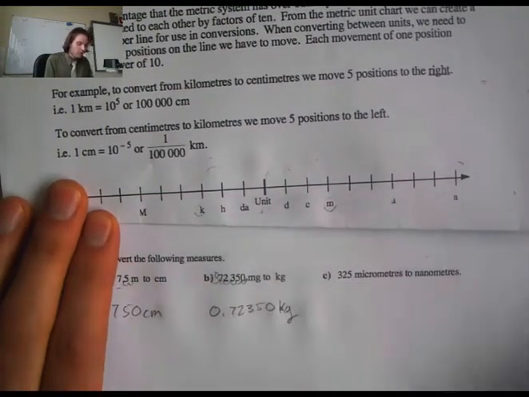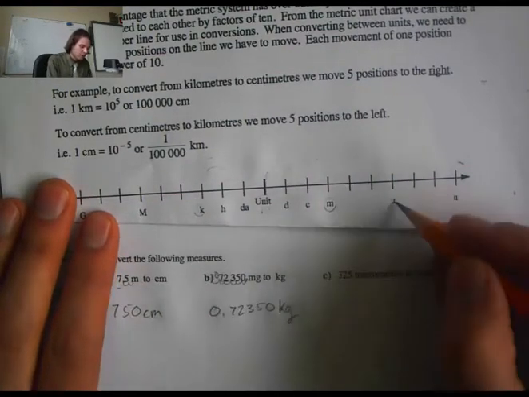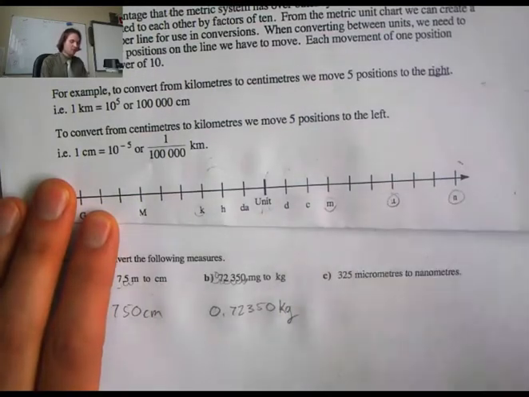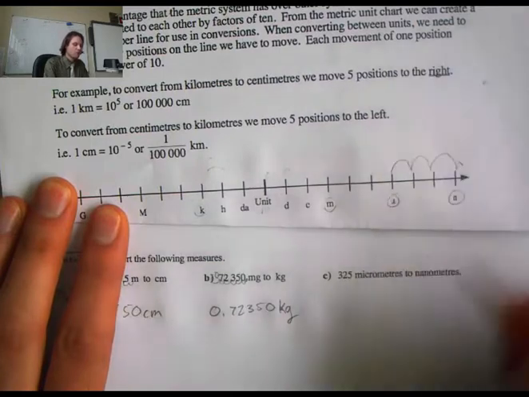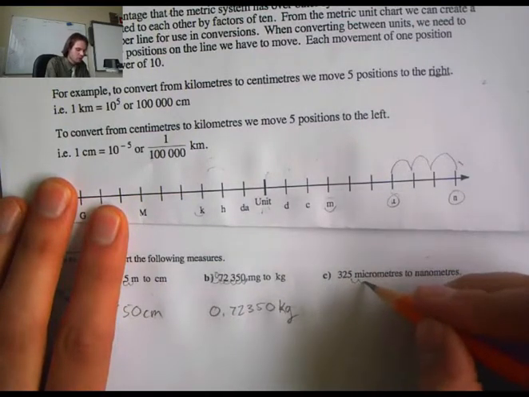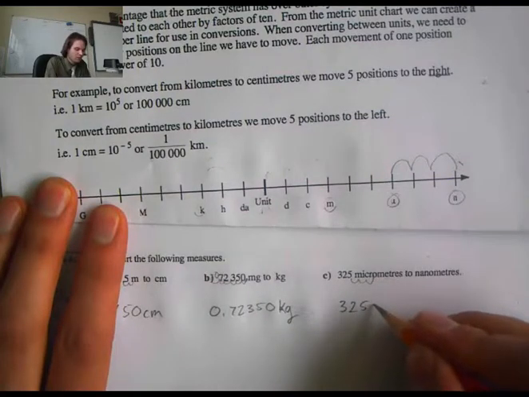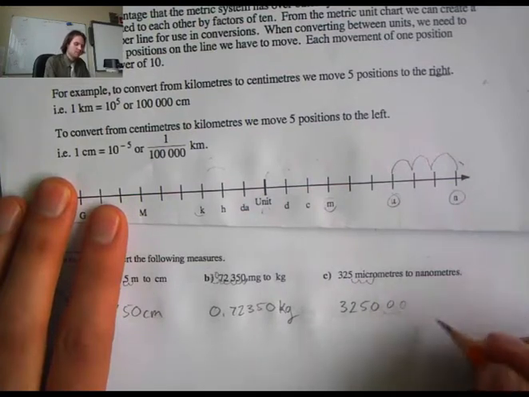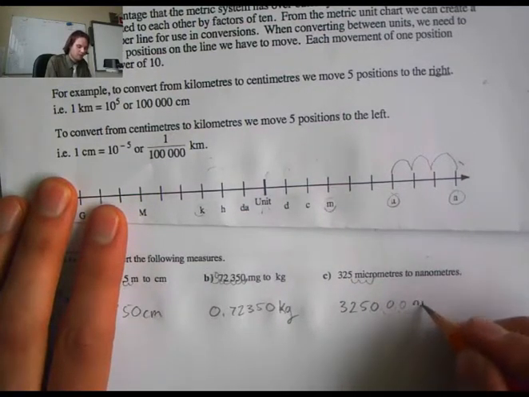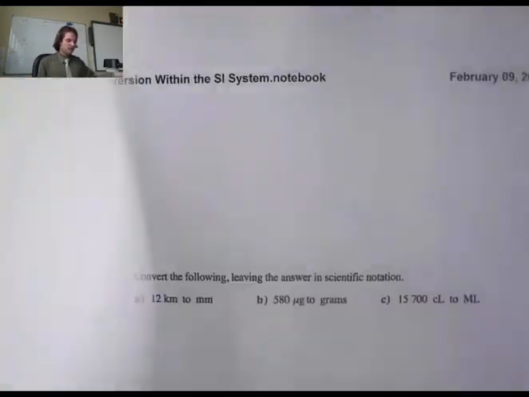So we have micrometers to nanometers. So micro is right here, and we want to go to nano. So we are going 1, 2, 3. We move the decimal over 3 places. So 1, 2, 3. So we have 3, 2, 5, and we move it 1, 2, and then 3. And that will be nanometers, just like that. Okay, does that help? All right, let's take a look at my next example.